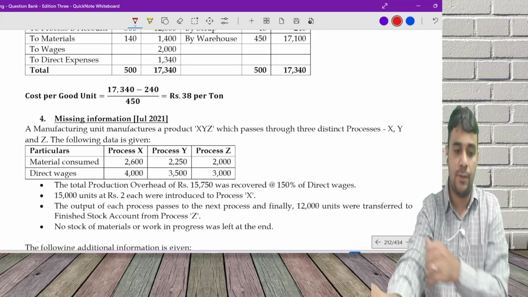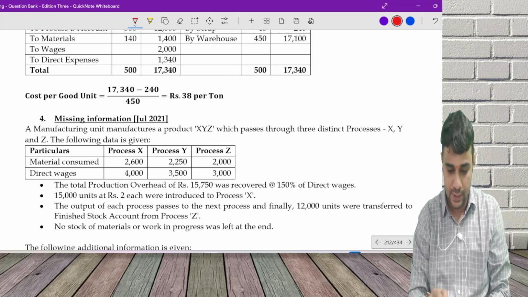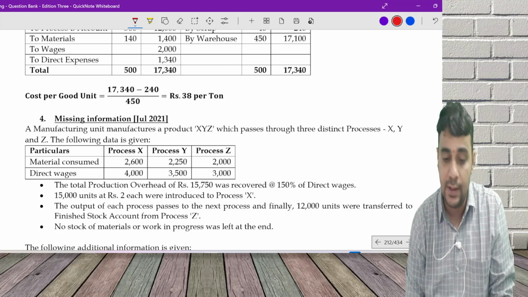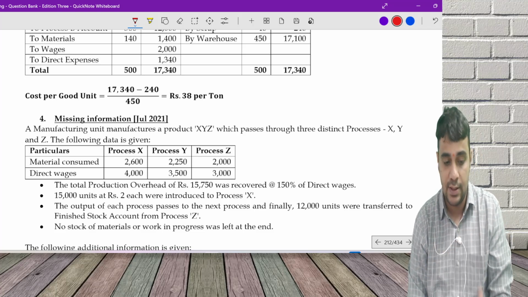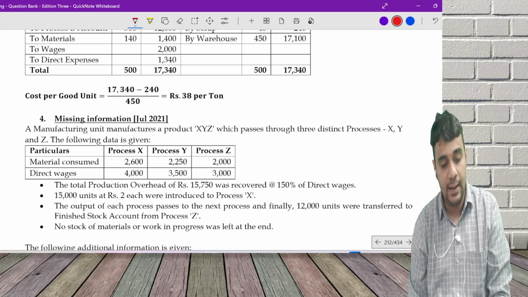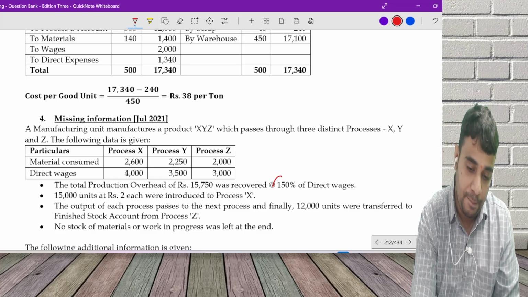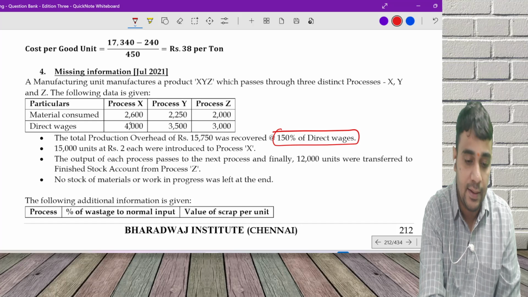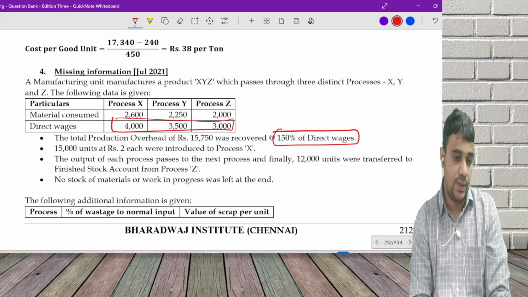Let's come to question 4. A manufacturing unit manufactures a product XYZ which passes through three distinct processes X, Y, and Z. The following data is given: material, wages, production overhead is recovered as 150% of this. OAR is not needed to be given. Basically, what is the total of direct wages here?